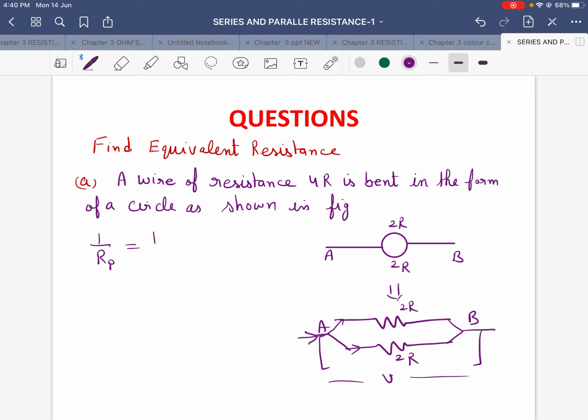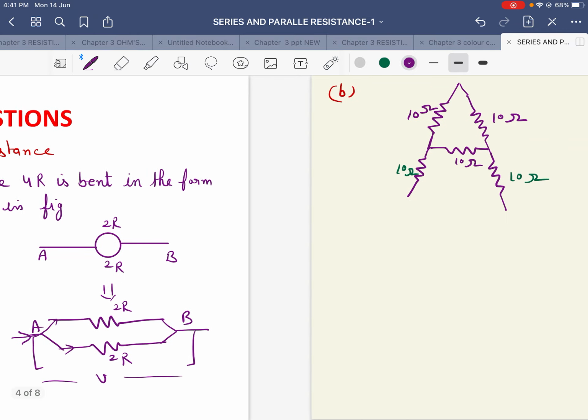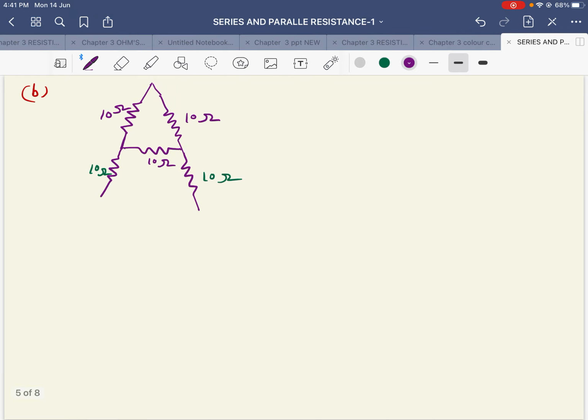So the parallel combination resistance can be calculated. 1 by Rp is equal to 1 by 2R plus 1 by 2R, which is equal to 2 upon 2R. Take the reciprocal, that is Rp will be equal to R ohm. This will be the resistance of this 2R and 2R combination when these are connected in parallel. Next, we have to find the equivalent resistance of this combination.